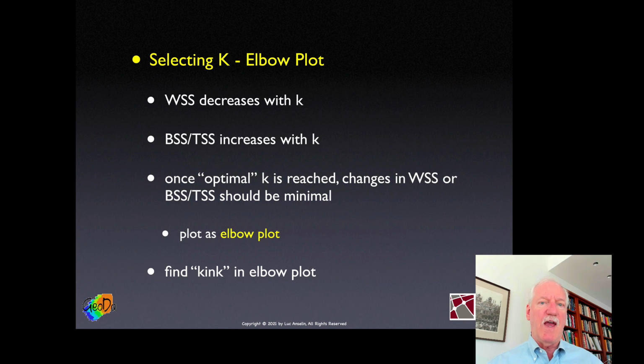Okay, how do we pick k? Very similar to what we did in the principal component analysis. We can look at k from 2 and on, and look at how the within sum of squares decreases, or the ratio of between to total increases, in the sense that, just like with the scree plot for principal components, we can draw an elbow plot, and we're looking for an elbow. We're looking for a point where the decrease kind of levels off, or the increase levels off. So we want to find a kink in the elbow plot, and that is the best k.